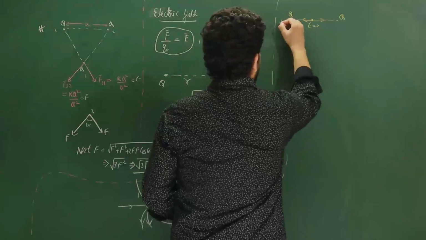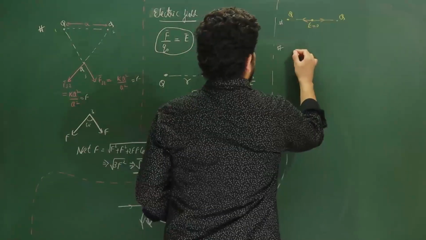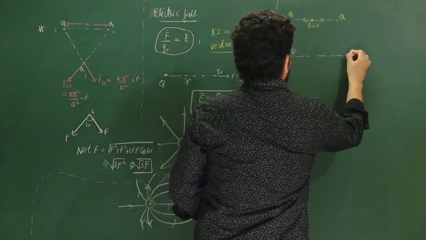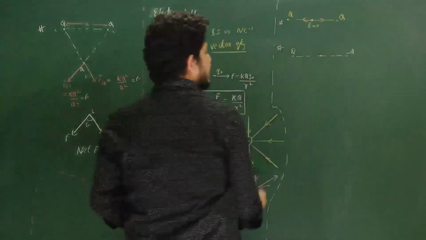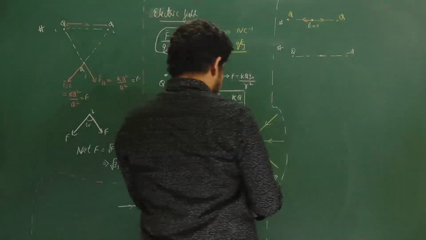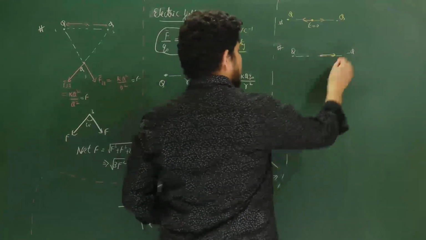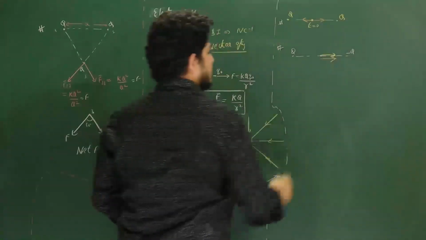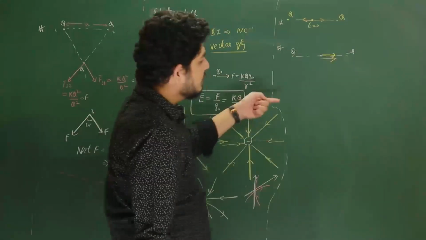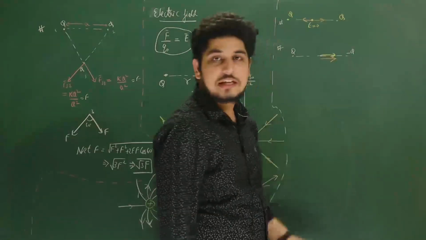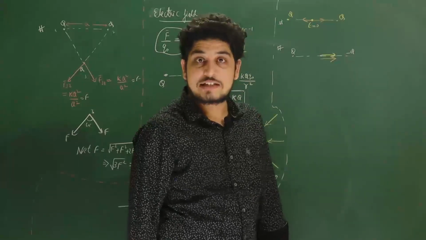Similarly, there is a Q charge and a minus Q charge, at the center the electric field will not be 0. The electric field due to this point charge will be in this direction, and the electric field due to this charge will be in this direction. So we can say that the net electric field will be in this direction. So electric field is a vector quantity.